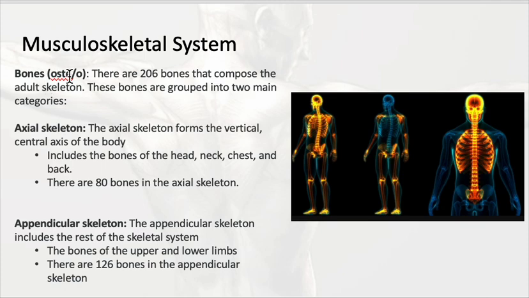So this slide again reiterates, we've seen this combining form before, osteo. There are 206 bones that compose the adult skeleton, and I don't expect you to know the name of every single bone for this course, but being aware of the distinction between the axial and the appendicular skeleton, and the specific regions they represent. So the axial skeleton, again, being the head, thoracic cavity, and the vertebral column, and the appendicular skeleton referring to both the upper and lower limbs.